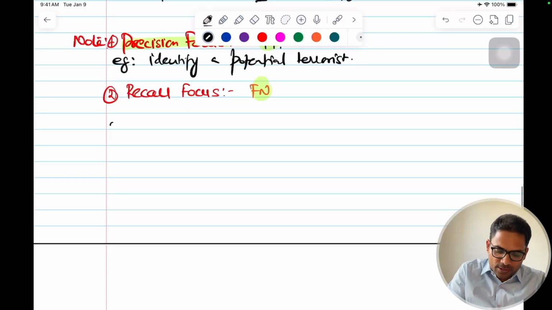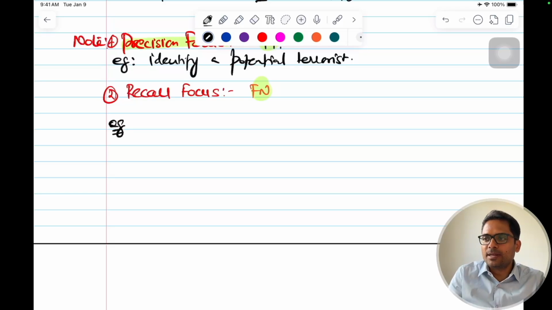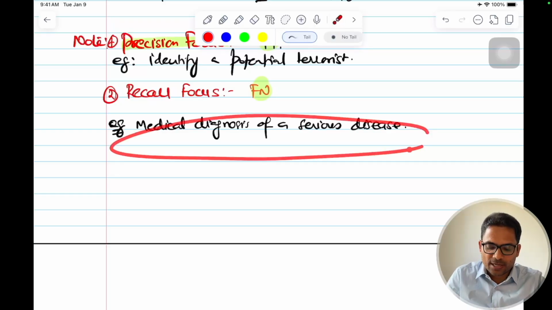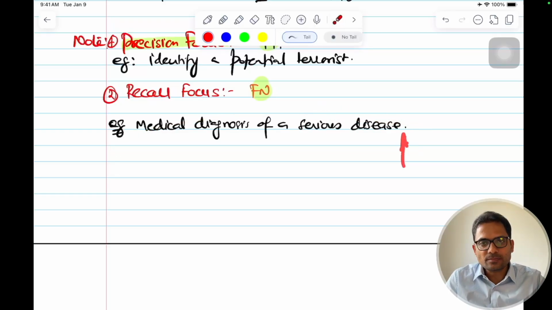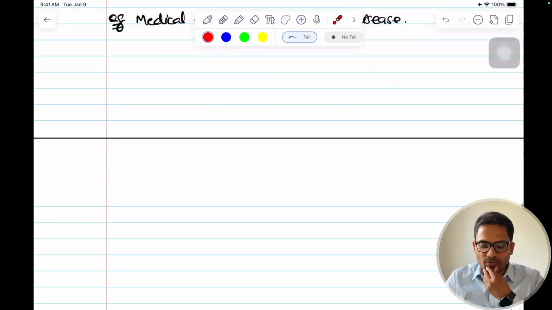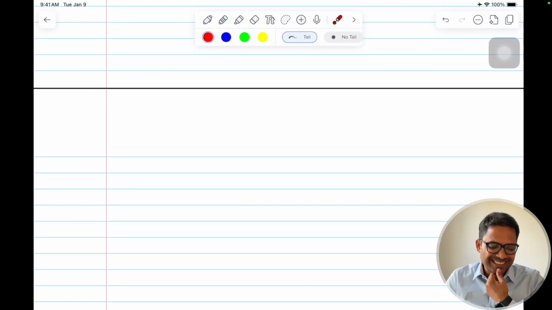So I'll give you the example: a medical test or a diagnosis of a serious disease. We should not falsely miss diagnosing any case. So that time the cost of a false negative is high, and we should focus on recall. Okay, so I hope this is clear. So let's quickly put some numbers and understand this.